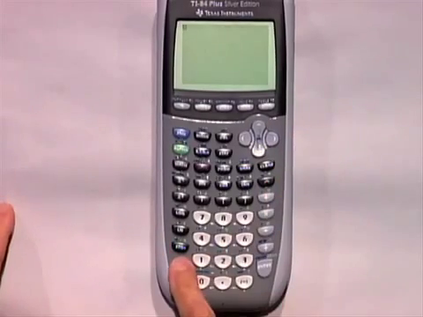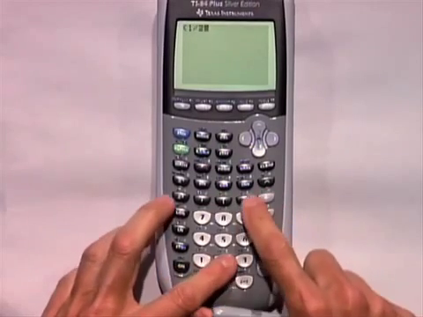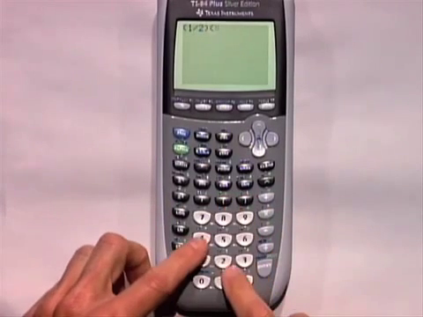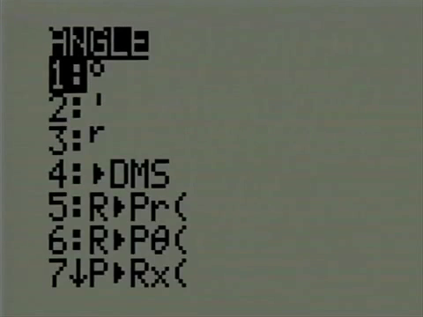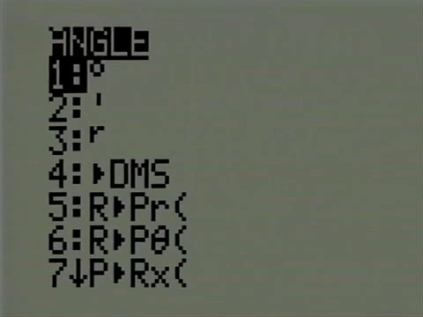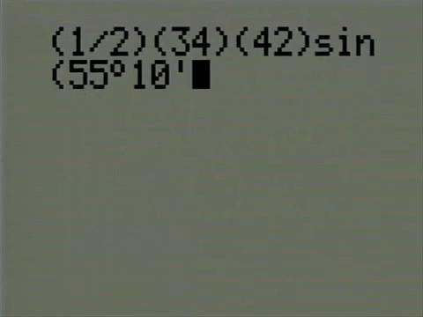So what we want to do at home screen is put in 1/2. We want to put in that times 34 times 42, whoops, not 429, 42 times the sine of 55 degrees 10 minutes. So put in 55, choose angle on your calculator and enter on the degree symbol. Then put in 10, go back to angle, go down to option 2 and enter. And that's 55 degrees 10 minutes.